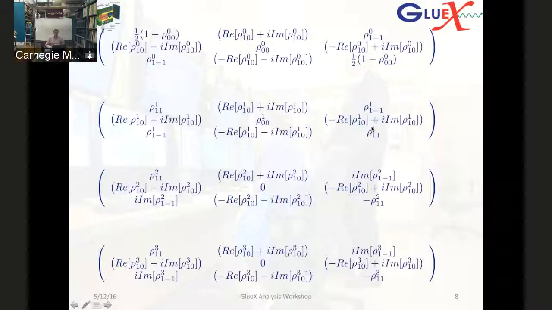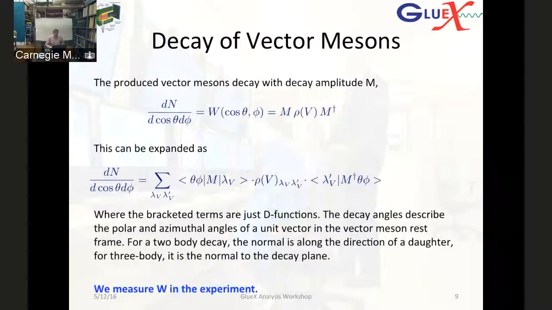And so you have these massive looking things here written out of all these elements, the row 0, the row 1, 2, and 3, and I wrote them out there. That's not critical. Once you have that spin density matrix, there is a decay amplitude for the vector meson, which is probably something we know. We know how vector mesons decay into pairs of pseudoscalars or 3 pseudoscalars. So there's some amplitude M we can write down.